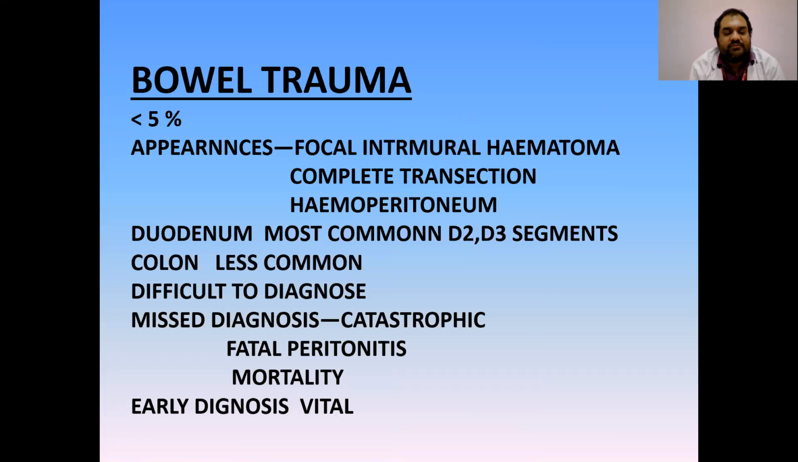Bowel trauma accounts for less than 5% of the cases. Appearances: focal intramural hematoma, complete transection, hemoperitoneum. Here the duodenum is the most commonly involved bowel, that is D2, D3 segments are involved. Colon trauma is less common, and these are difficult to diagnose. Misdiagnosis is catastrophic, fatal peritonitis, mortality is very high. Early diagnosis is vital.